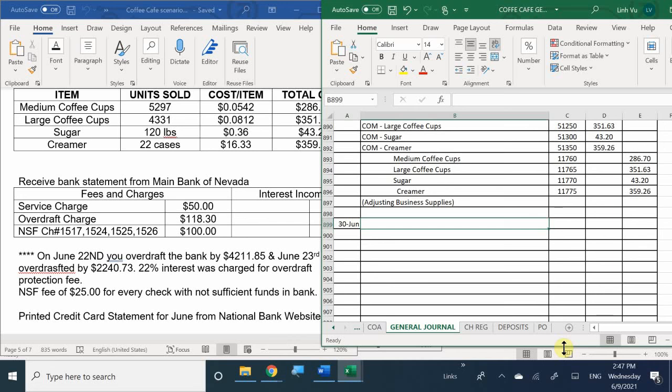Bank fees? Bank fees, exactly. The bank charged you money, so they are fees that you must pay to the bank. All right, so I believe that should be account 6100. Yeah.